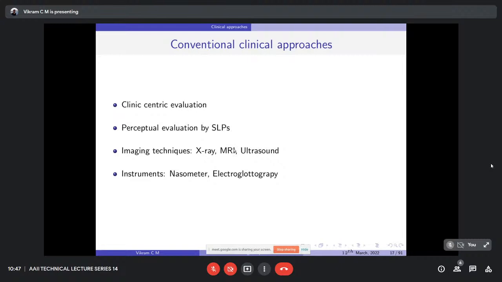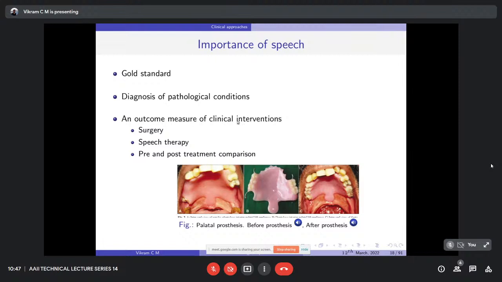particular speech disorder. And there are some instruments like nasometry and electroglottography. Using these also we can detect the presence of speech disorder. Why is speech so important? Because every time we can't go and do MRI scanning or X-ray scanning. Just by perception of the speech itself we can diagnose whether the person has some speech disorder or not.